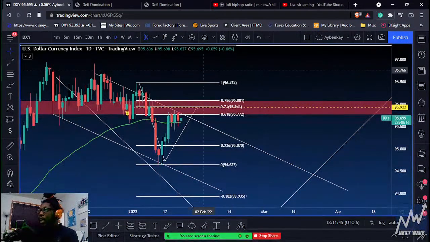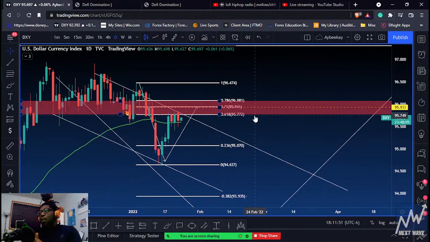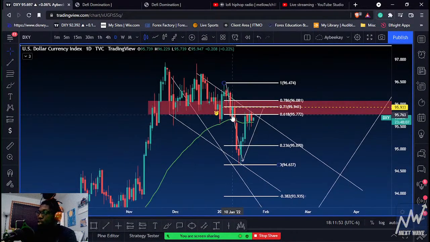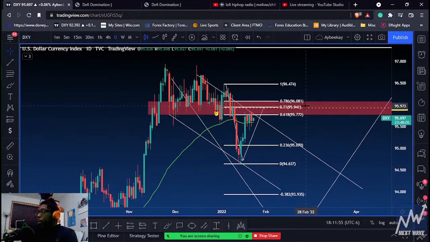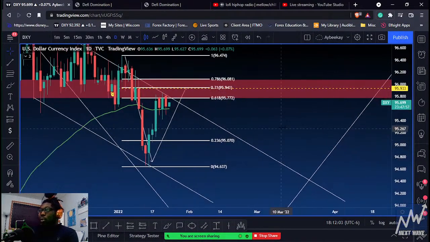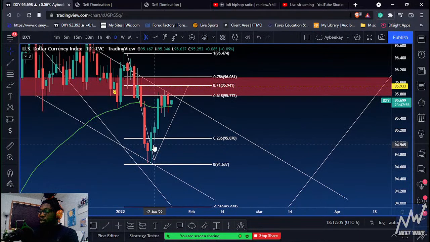And so I took it from the high of 96.474 to the low of 94.637, and I said, hey, what I want to see is price reject off of this zone, preferably up to where my alert is at 95.933, and then I want to see it continue to the downside, right? The price action that we were seeing, not throughout last week, but the week prior, price did come up here pretty fast.